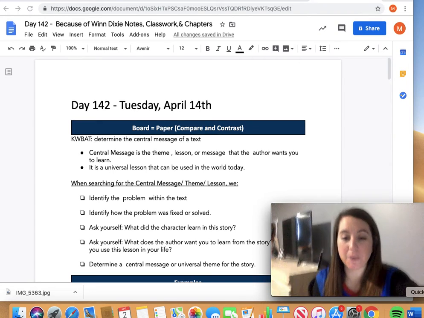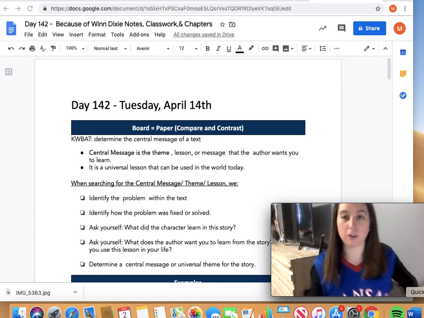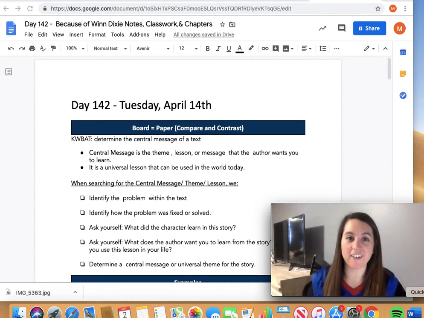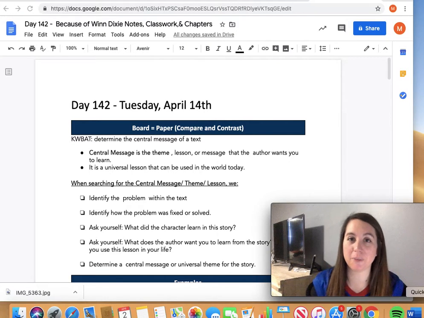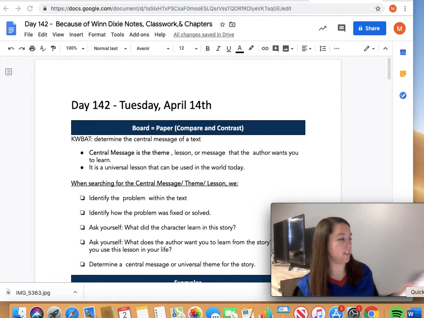Today for Spirit Week, I'm wearing a KU basketball jersey because we were number 1 in the country this year before we had to cancel all the NCAA tournaments, and just always supporting the Jayhawks. So rock chalk. I'm excited to see what you guys are wearing today too.